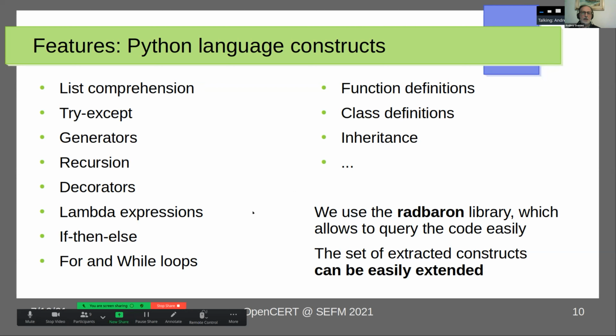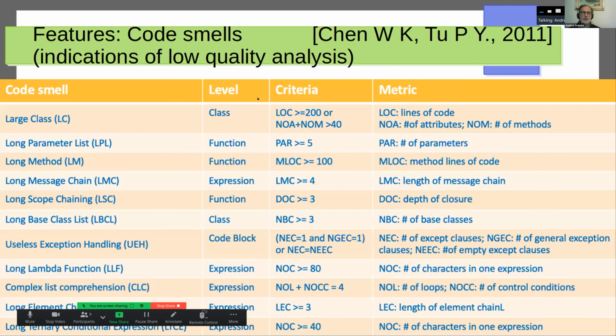library that allows us to query the abstract syntax tree of the program, and extract these features. The syntax for extracting features is rather easy, and this also allows us to extend the set of features that we want to extract. A second set of features we extract is called code smells.